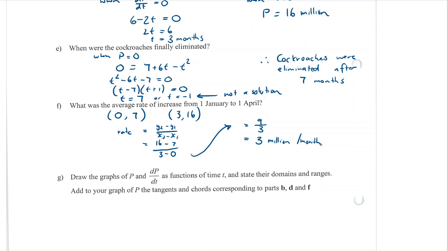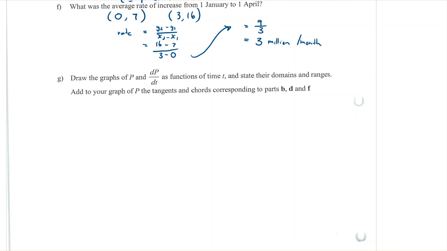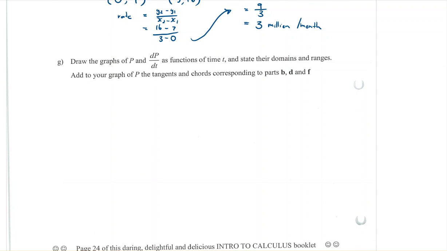Part G, where it all comes together. It says draw the graph of P and dP/dt, so there's two graphs here, as functions of time, and state their domains and ranges. Add to your graph of P the tangents and chords corresponding to parts B, D, and F. Okay, we'll try and put all of this on a diagram is what it's asking us to do. So first of all, kind of divide that space in half because you've got two graphs here, okay?